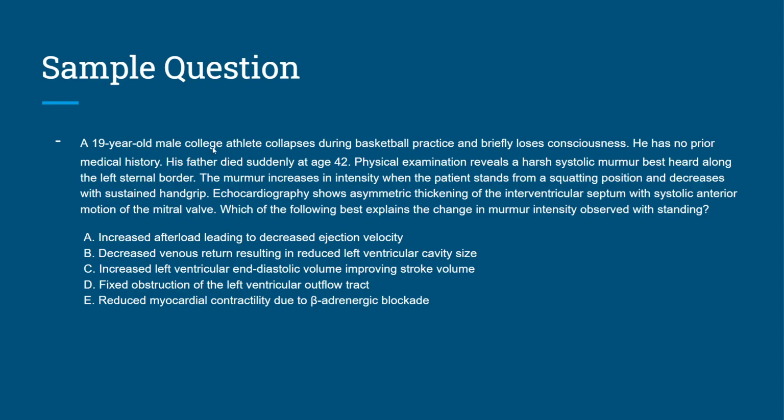So a 19-year-old male college athlete collapses during basketball practice and briefly loses consciousness. So we're talking about a pretty young athlete, and he collapses. That's pretty classic HOCM. He has no prior medical history. His father died suddenly at age 42. So this kind of shows you that there's some family, what is it called?